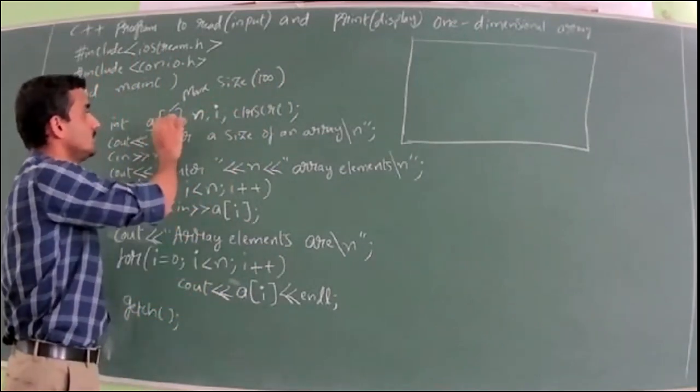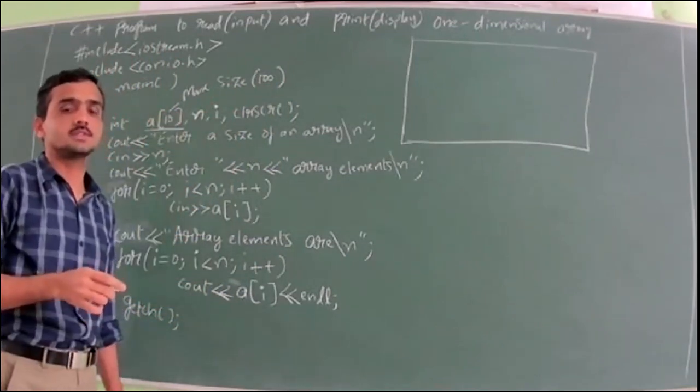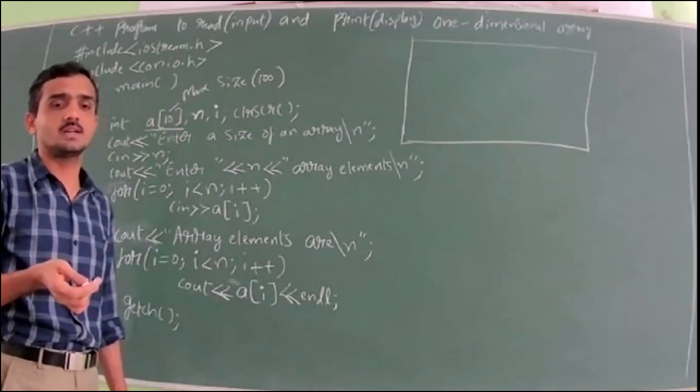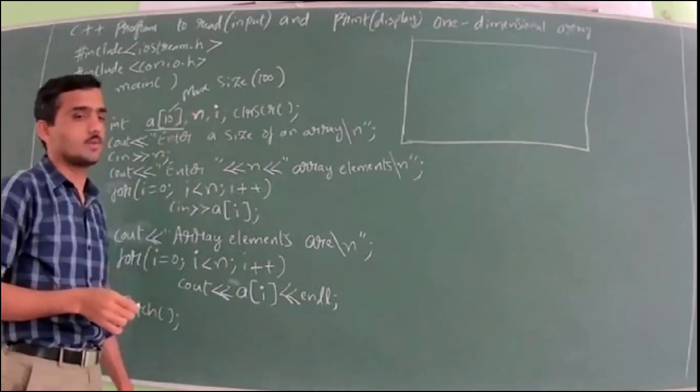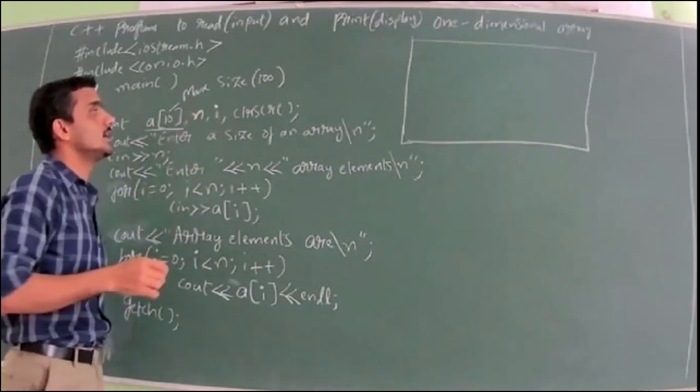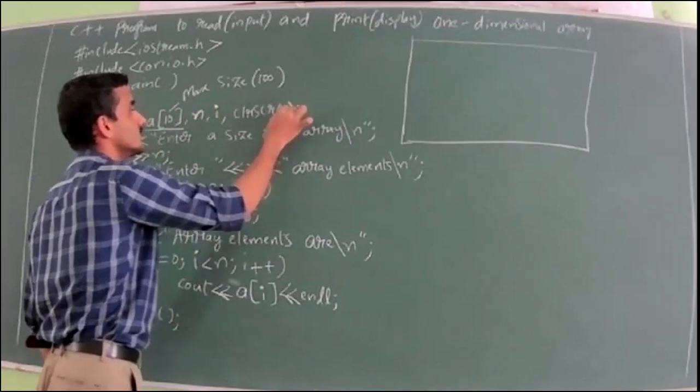a is the array name, 10 is the maximum size. That means a maximum of 10 elements we can enter, and fewer than 10 also, which is decided by variable n. Then i indicates the index. Clear?